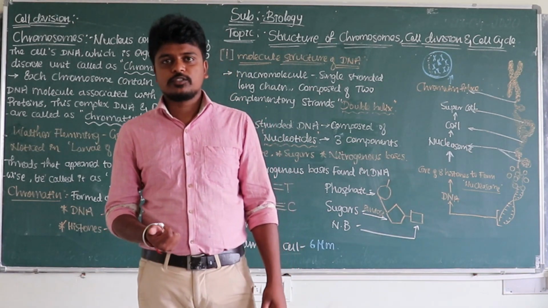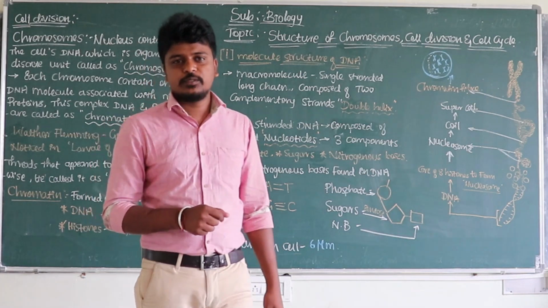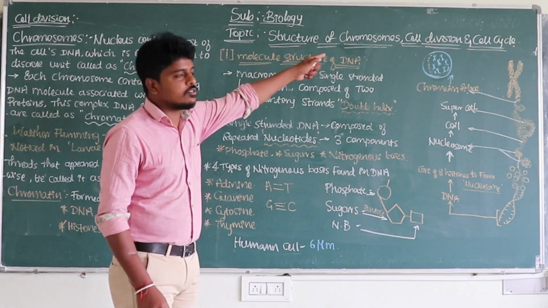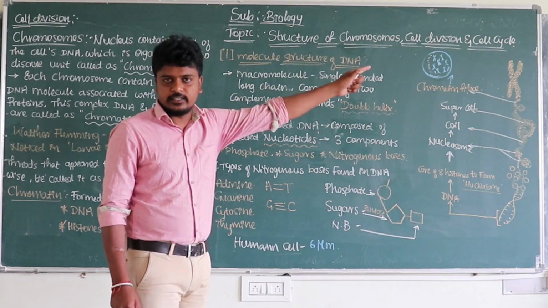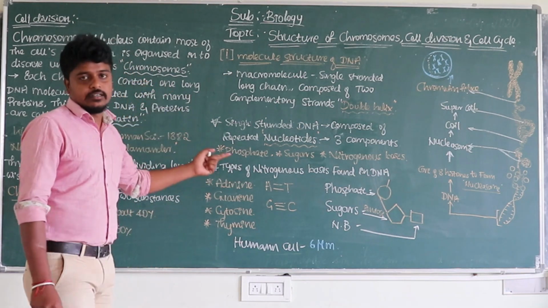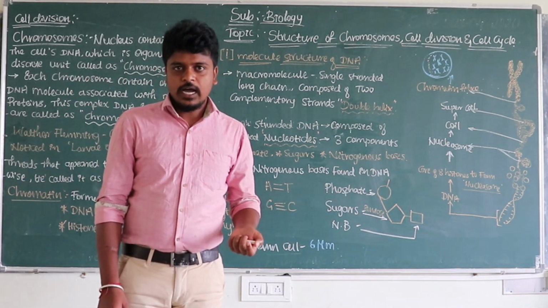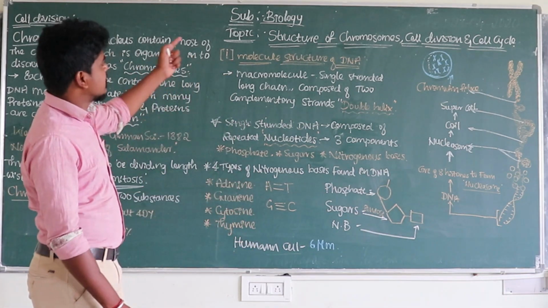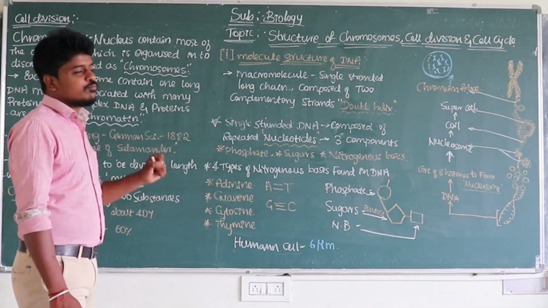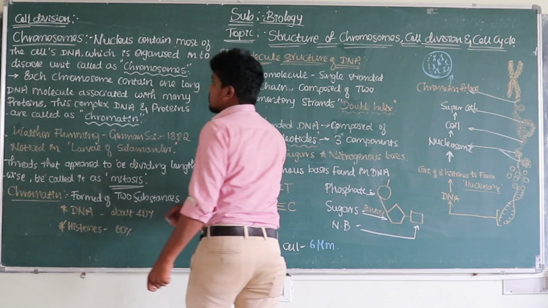Yesterday you learned about the first topic in biology, that's the cell. And today we will start with the second chapter in biology: the structure of chromosomes, cell division and the cell cycle. Yesterday I told you about the complete structure of a cell and some of the cell organelles also. Before starting the structure of the chromosomes, there is a small topic called cell division. Have a look at the cell division.